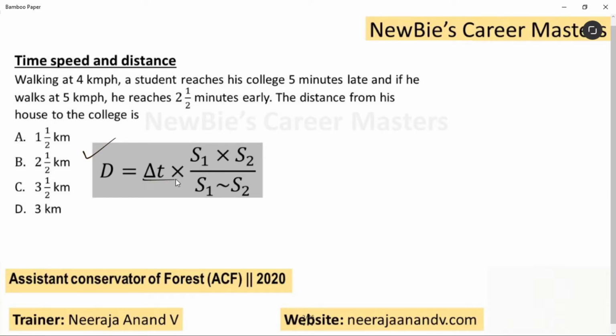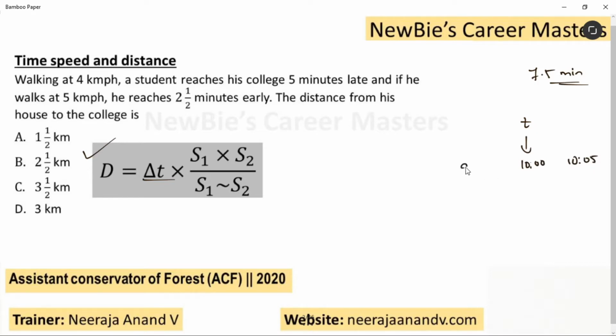Okay, let's learn about this delta t. As we discussed, this delta t is the difference in timings. Let's get the difference. If I say now the difference in timing is 7.5 minutes, will you agree with me? It's not 2.5, it is 7.5. I'll show you how. See here? Let's take the usual timing as 10 o'clock. 5 minutes late means 10:05.